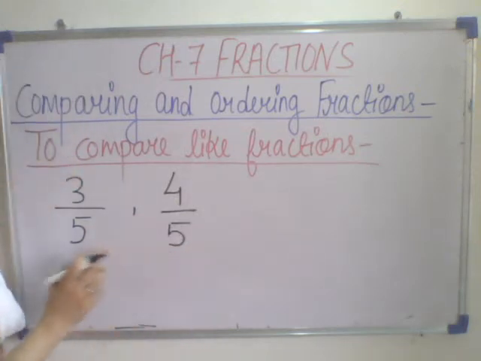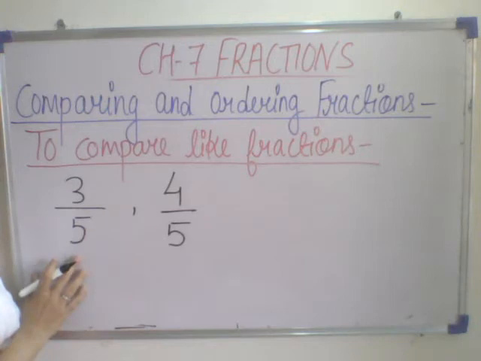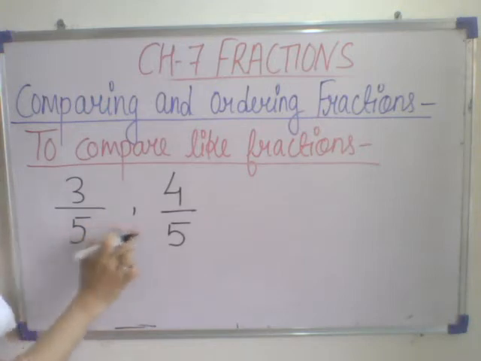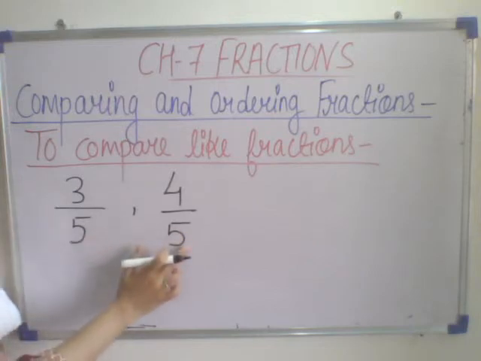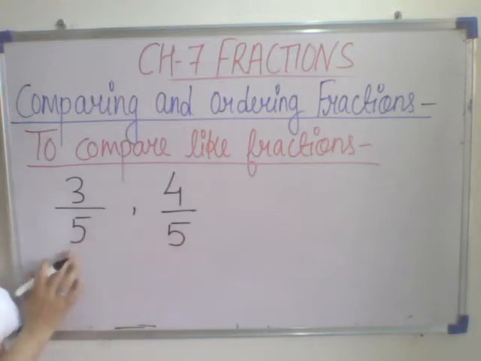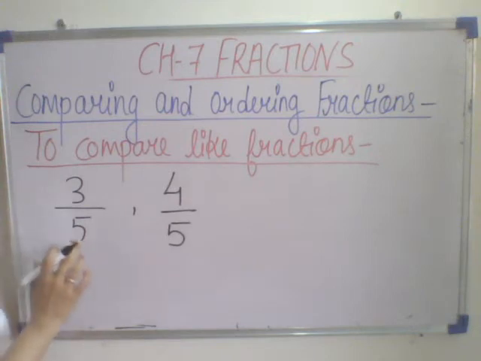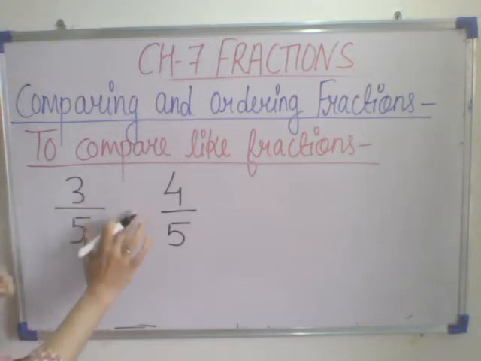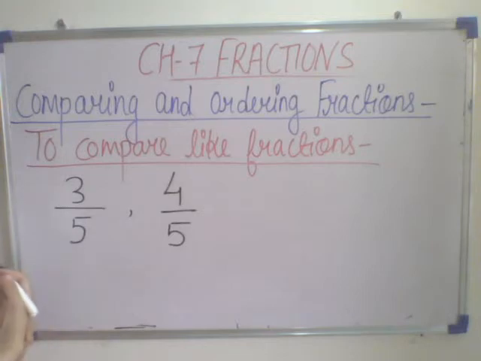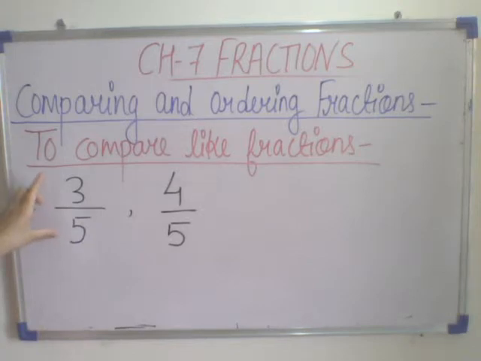I have written here two fractions. These two fractions are like fractions. Why? Because in the denominator both have 5 and 5. So these two fractions are like fractions. Now we have to compare which of the given fractions is smaller and which is greater. So how to compare in the case of like fractions?